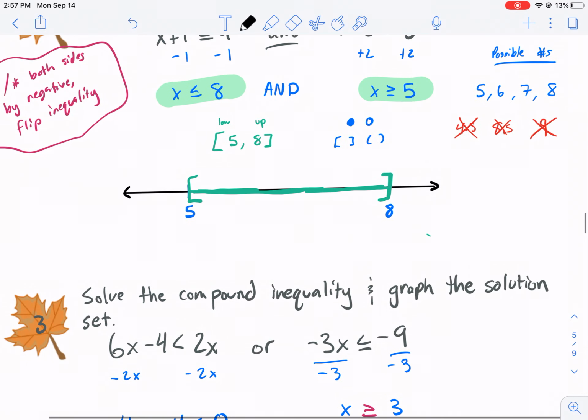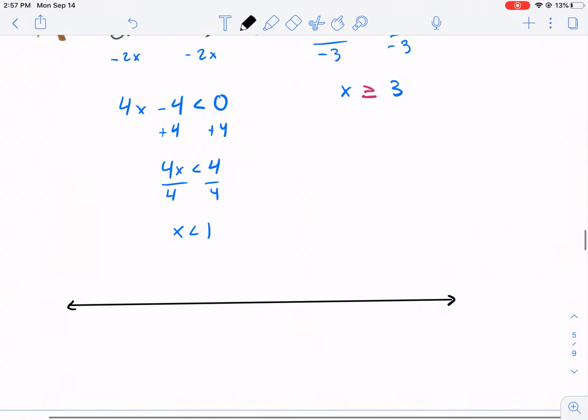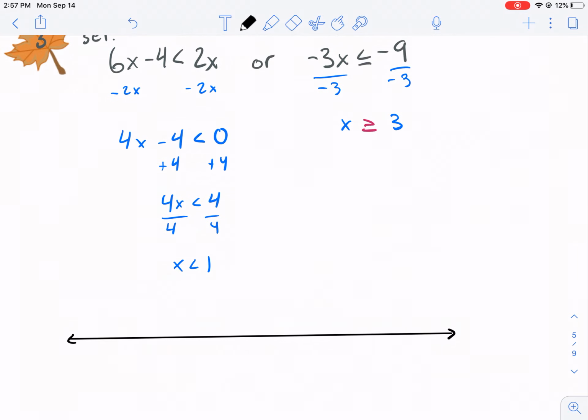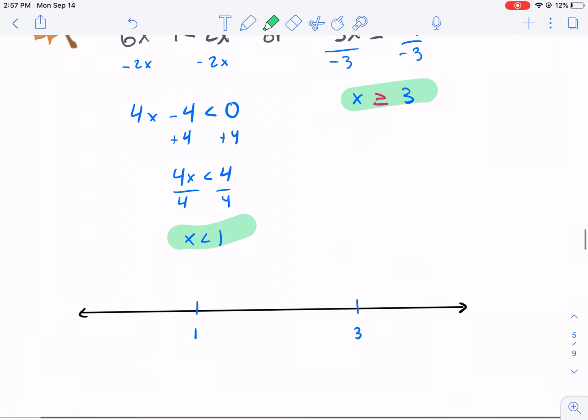We kind of graphed both last time, but we only graphed the overlap. You're going to graph both here, and then you're going to interpret. The reason I put interpret is because sometimes you're going to get some weird things. So here we're going to put 1 and 3. These are our important numbers as indicated in the inequality. So we're going to graph those numbers for sure.